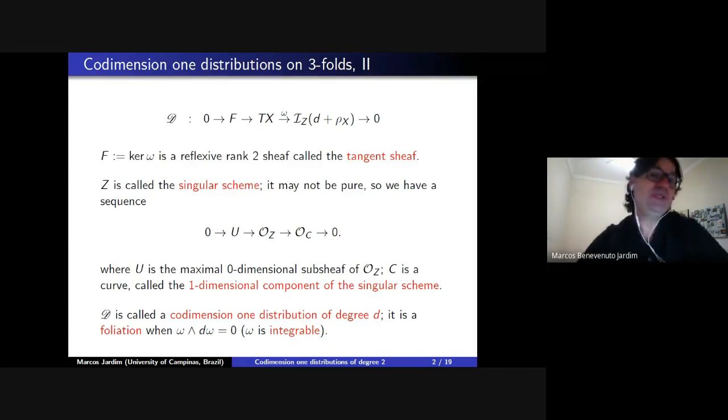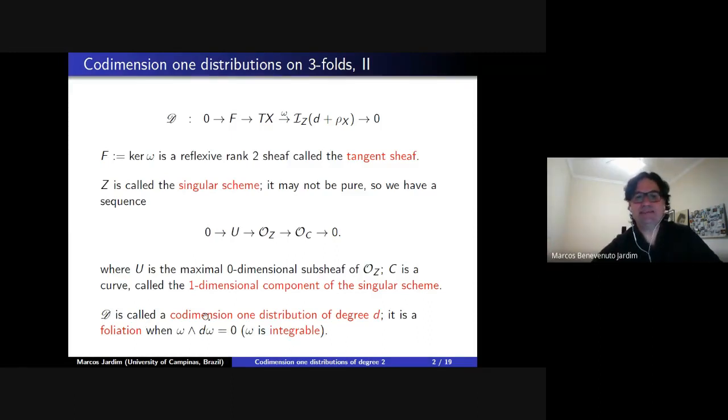And the singular scheme may not be a pure dimensional scheme. So I can filter out, right? I can take out the maximal zero dimensional subsheaf of the structure sheaf of the scheme, so that the quotient by this maximal zero dimensional subsheaf is the structure sheaf of a scheme, and this scheme is going to be of pure dimension 1. So that's what I call a curve, right? So a curve for me is a one-dimensional subscheme of P3, a space curve.